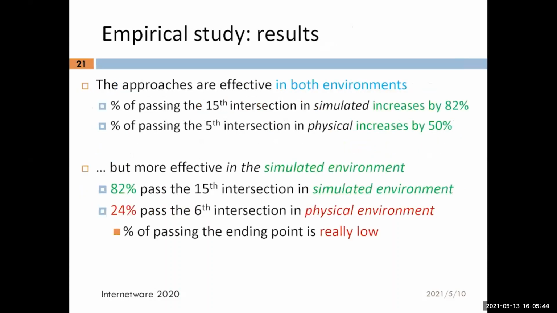Our empirical study shows that the input validation approaches are effective in both the simulate and the physical environments. More specifically, with the help of these approaches, the proportion of the robot car passing the 15th intersection in the simulate environment increased by 82%, and that of passing the 5th intersection in the physical environment increased by 50%. We also find that these approaches are more effective in the simulate environment. With the help of them, only 24% can reach the 6th intersection in the physical environment, while 82% can reach the 15th intersection in the simulate environment.